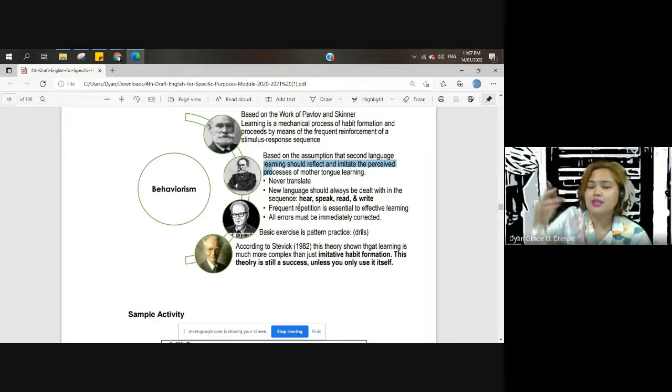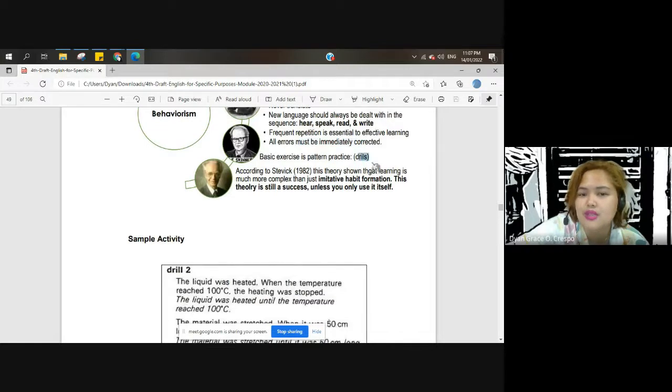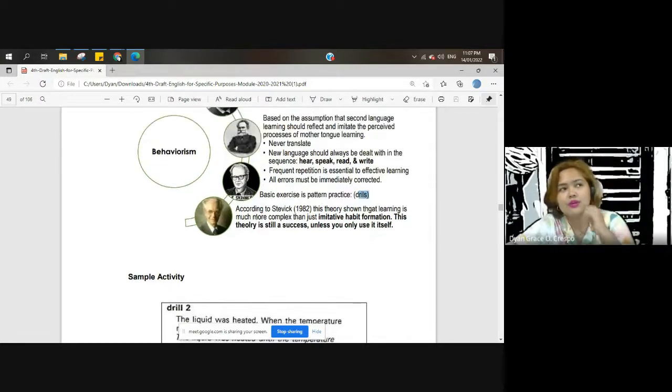So, kasi ganun yung sequence, no? Frequent repetition is essential to effective learning. All errors must be immediately corrected. That's why drills, ayan, sa drills, ulit, ulit, ulit. So, pwede dito yung audiolingual method, okay, na ginagawa natin na ulit-ulit, drills.